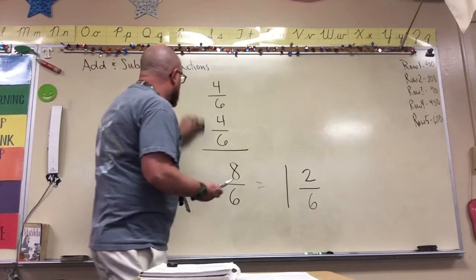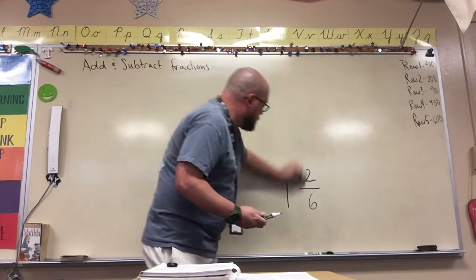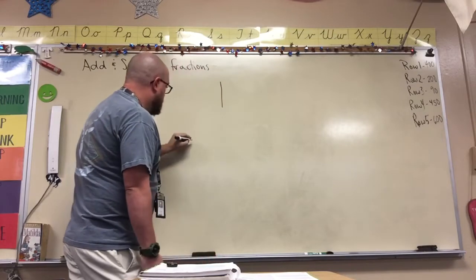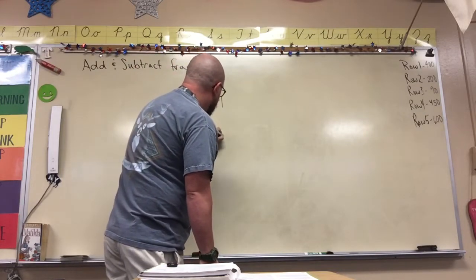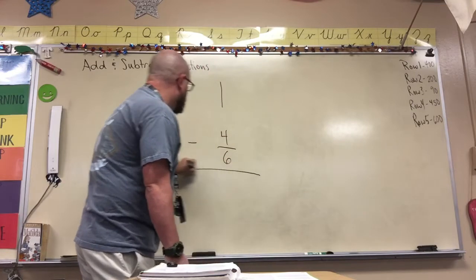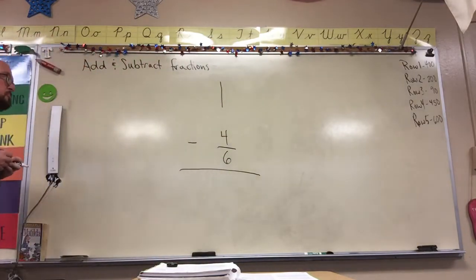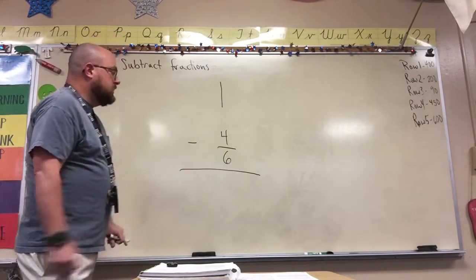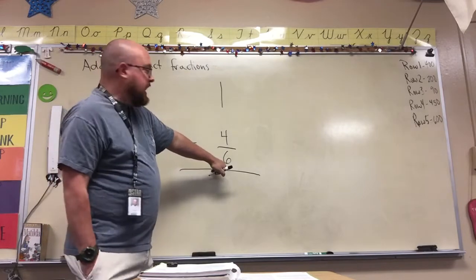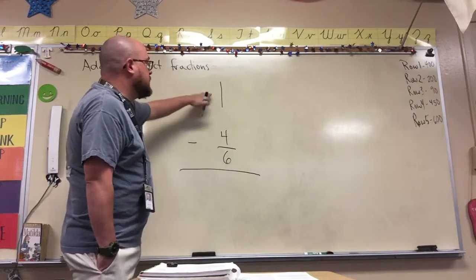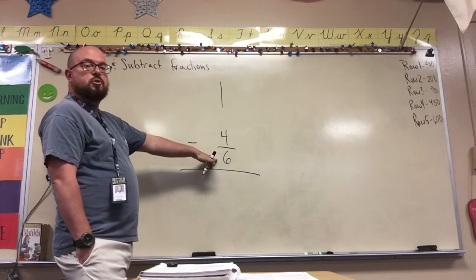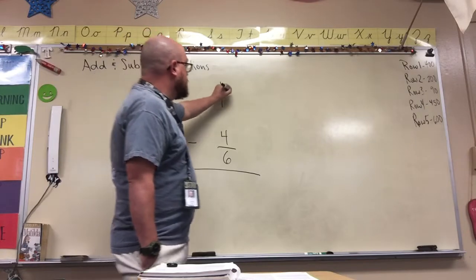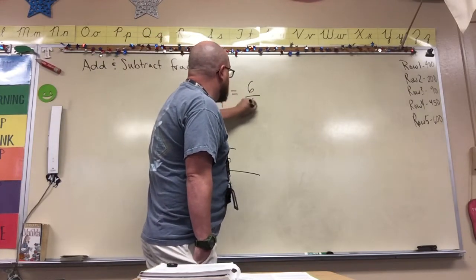Okay? Another example that you might run into is when we start subtracting. You might have a 1 minus 4 6ths. This is kind of hard to set up, but as you remember, we have names for number 1 that we can use. I'm going to take a look at the denominator that I have, which is 6, and I'm going to set this 1 equal to something with a denominator that's 6. So in this case, I'm going to set this 1 to 6 over 6.